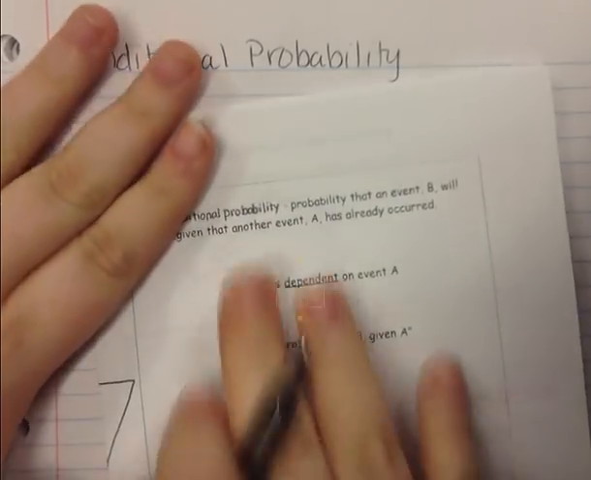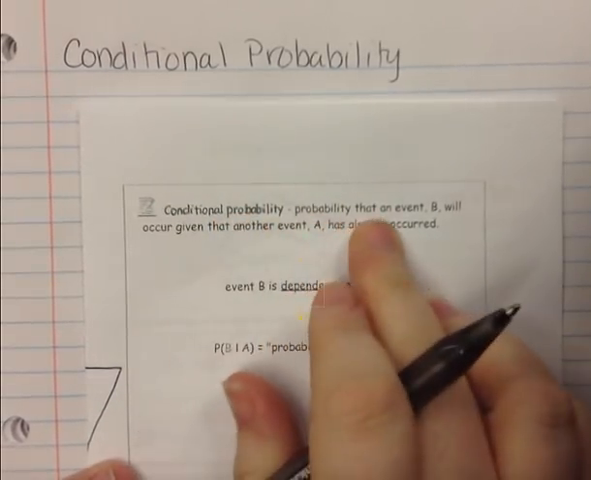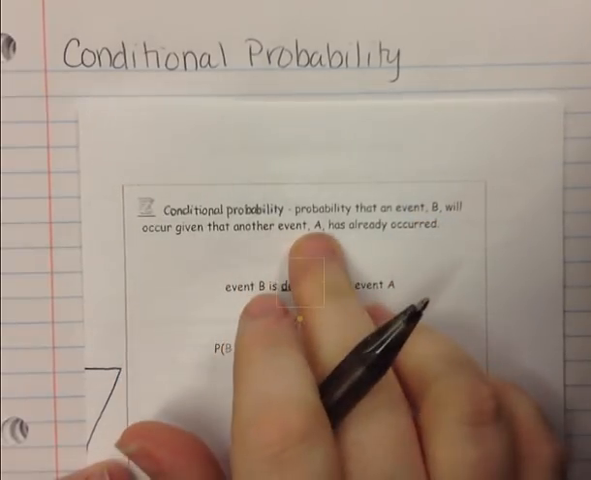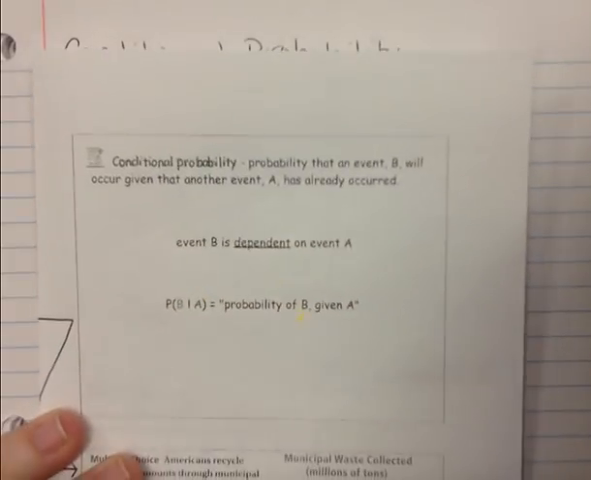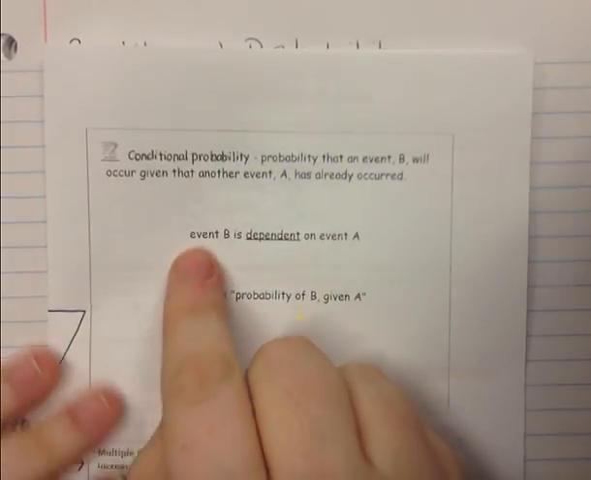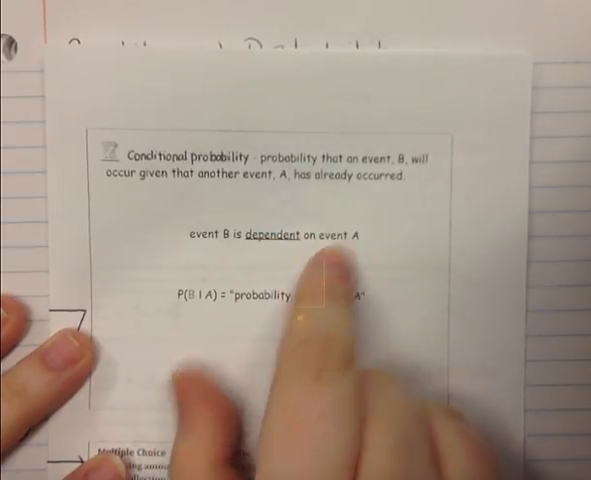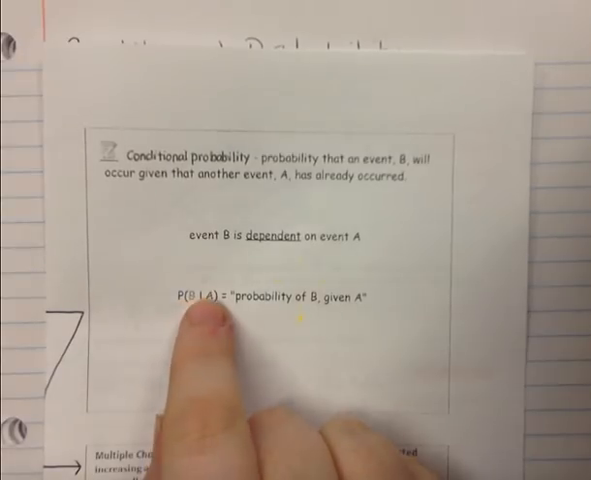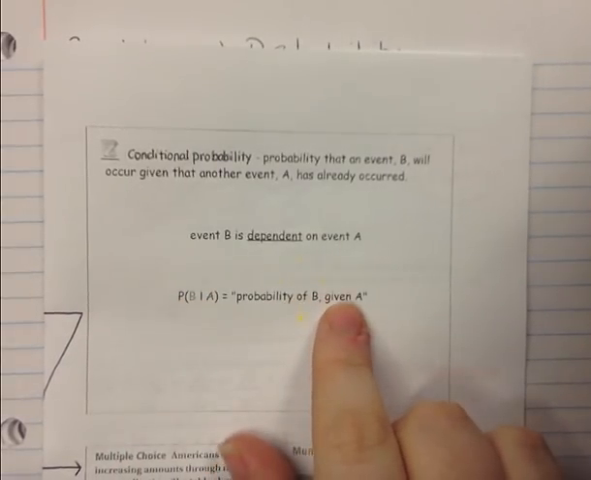So focusing on conditional probability. Conditional probability is the probability that an event B will occur given that another event A has already occurred. It's that given that symbol, just like without replacement. So event B is dependent on event A. We would say, what's the probability of that second event given that the first event has already happened? So probability of B given A has already happened.